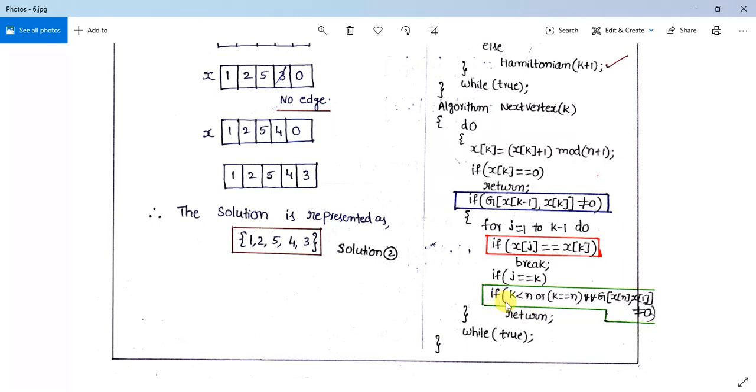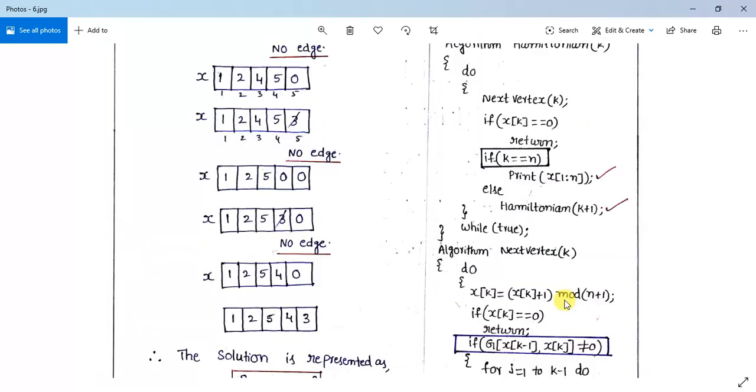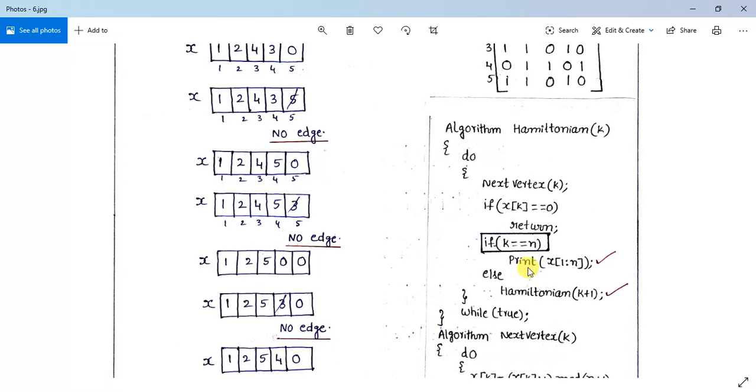So that you are going to consider here. If k less than n, or k equal to n and g of x of n comma x of 1 not equal to 0, not equal to 0 means there should be an edge to the starting vertex. Then what you need to do? You need to return that value, and here you are going to get that value.